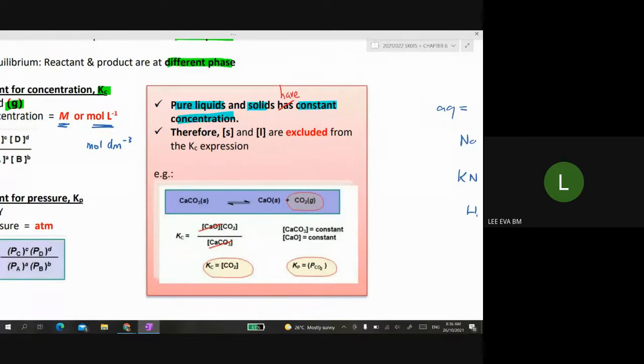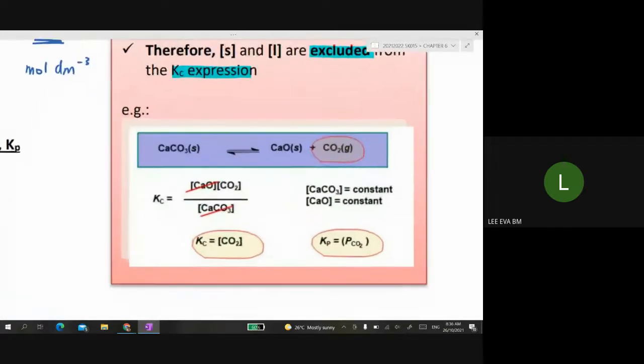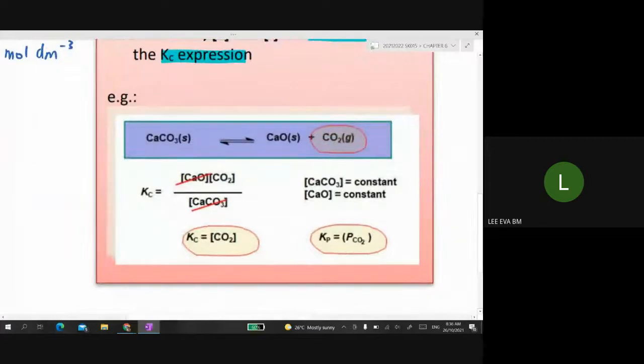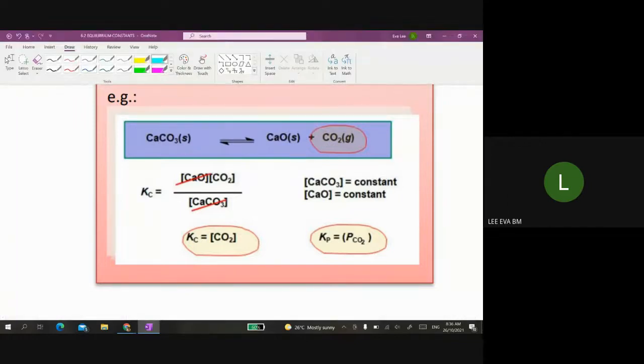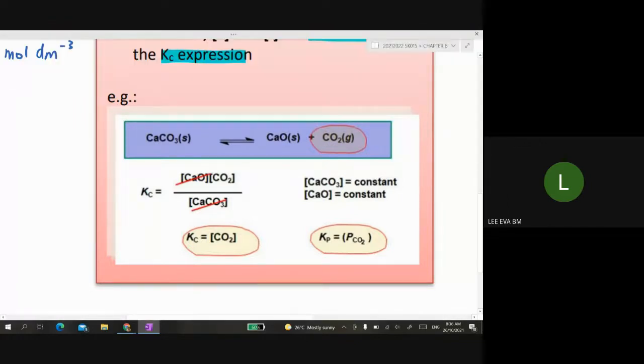Therefore, whenever you see solid or liquid in your equation or in your balanced equation, you just ignore them. You are going to exclude this solid and liquid from your Kc expression. Do not include it in the Kc expression. Okay, for example here, calcium carbonate, calcium oxide, carbon dioxide. Tell Madam, here is it homogeneous or heterogeneous?